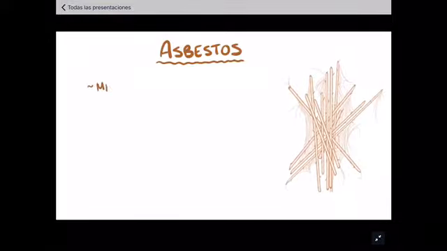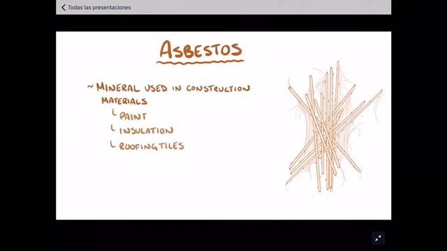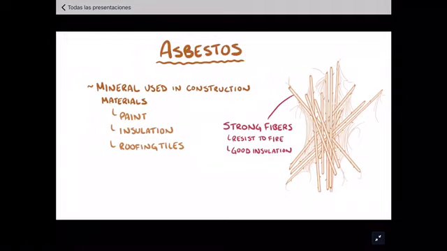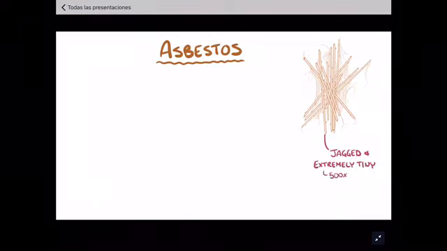That being said, the vast majority of mesothelioma cases stem from asbestos exposure. Asbestos is a mineral that was widely used as construction material in everything from paint to insulation to roofing tiles, because it has strong fibers that were resistant to fire and served as good insulation. Asbestos fibers are jagged in shape and extremely tiny, about 500 times finer than a human hair.